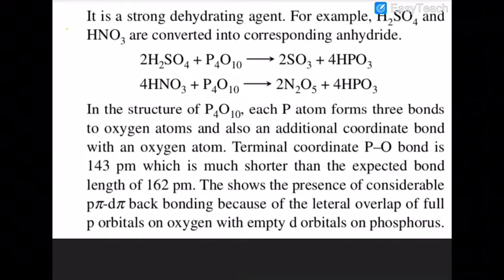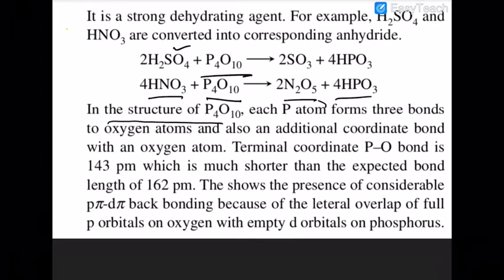Now it is a strong dehydrating agent. For example, from H2SO4 and HNO3 also it can take out water. H2SO4 itself is a very strong dehydrating agent, but P4O10 is so strong that it can remove water from H2SO4 also. P4O10 also removes water from nitric acid to give you N2O5 and metaphosphoric acid.